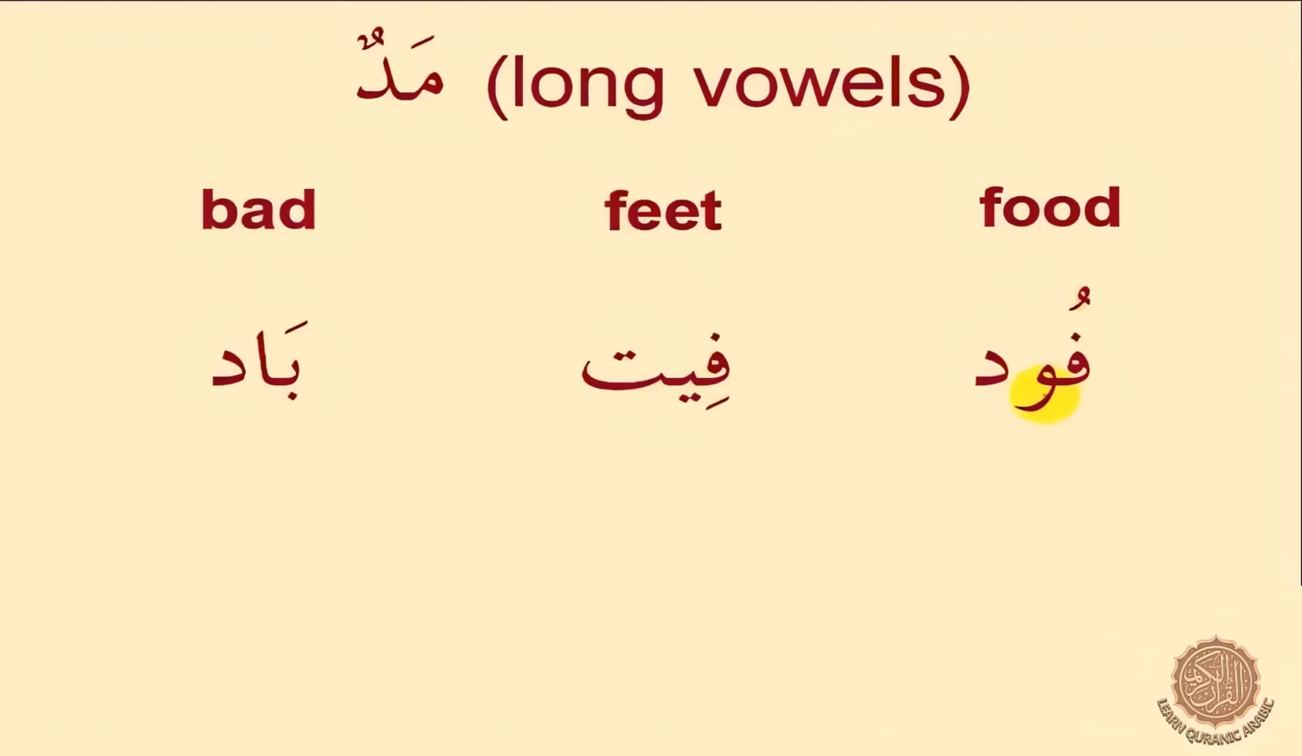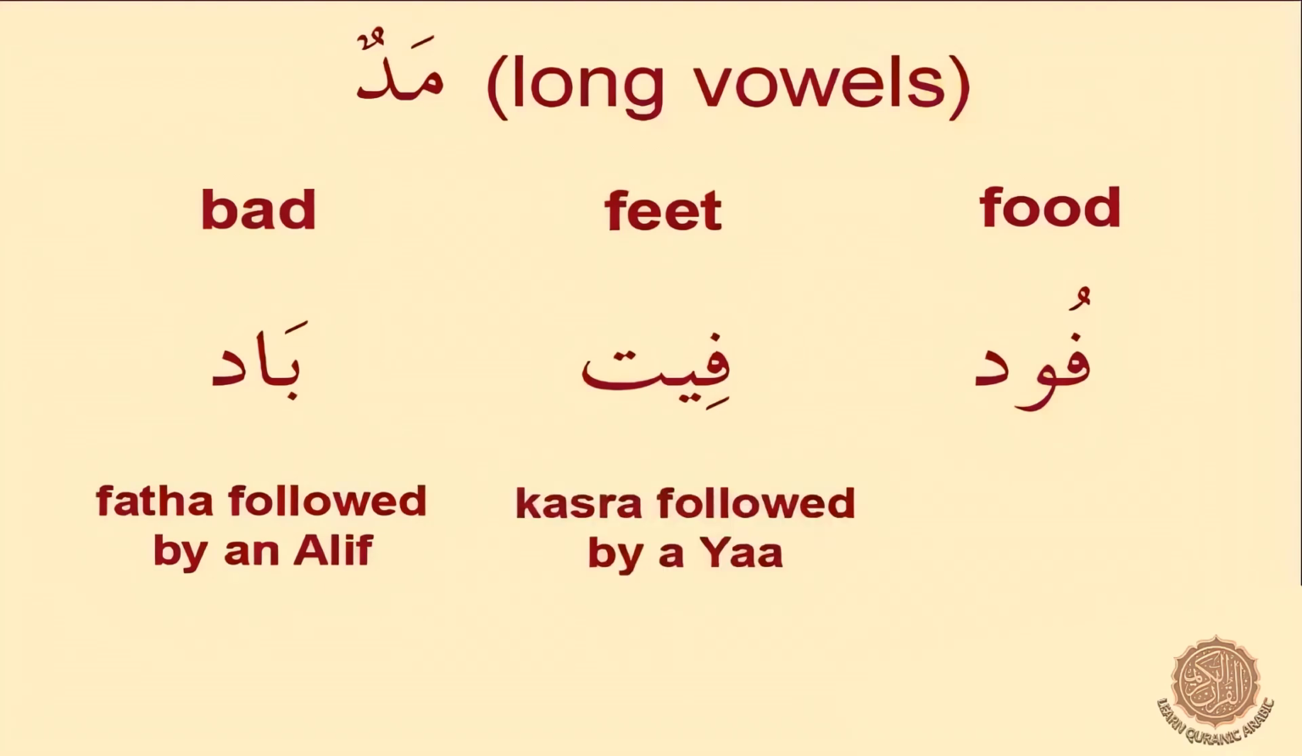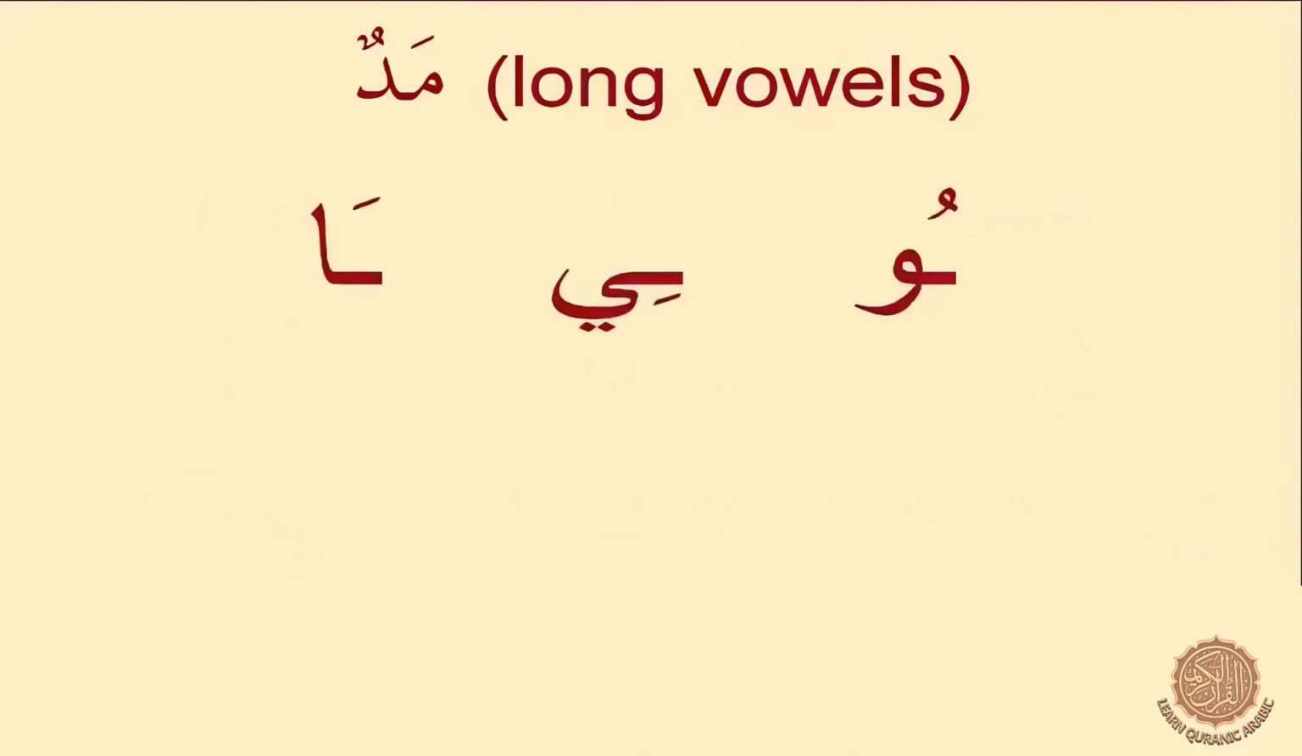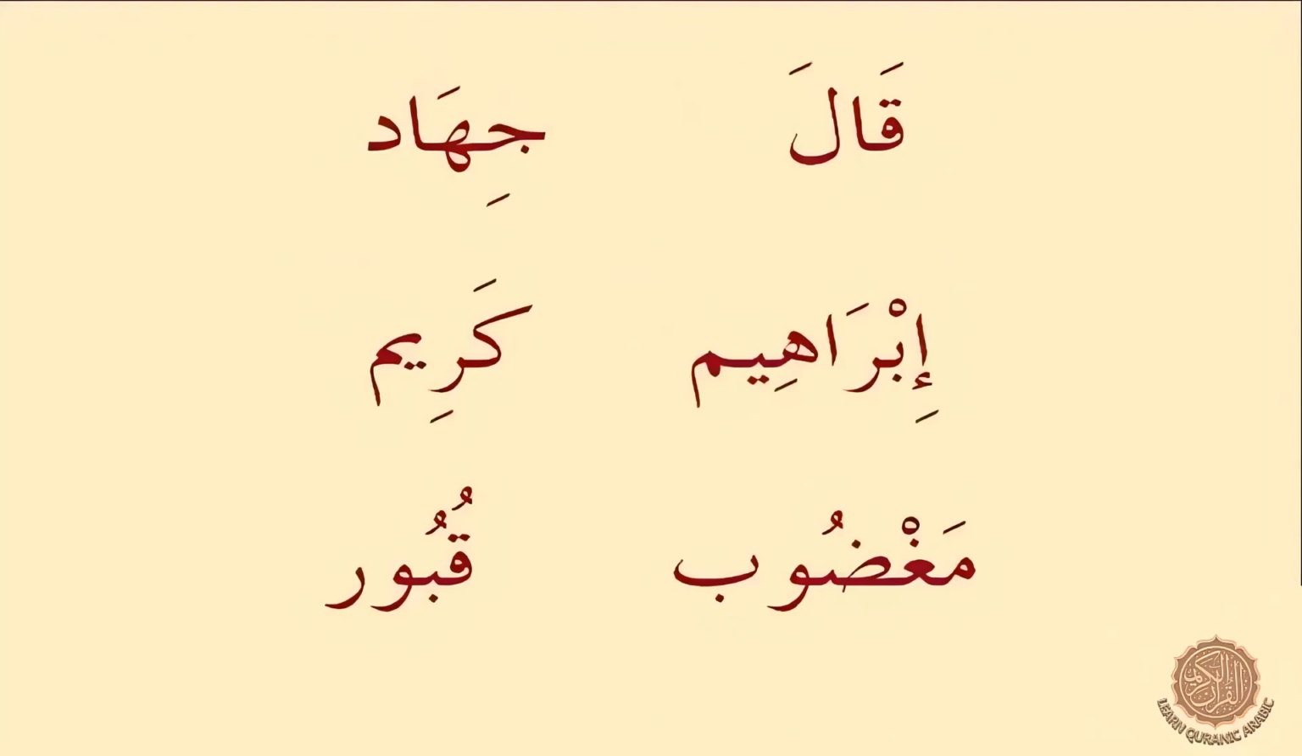So we'll come to know actually that the long vowels are created in these three following ways, which are having a fatha, followed by the alif, a kasra, followed by a ya, and a dhamma, followed by a waw. So they represent the three long vowels. So inshallah, we'll go through some words to see how the long vowels are pronounced. So here are some words.